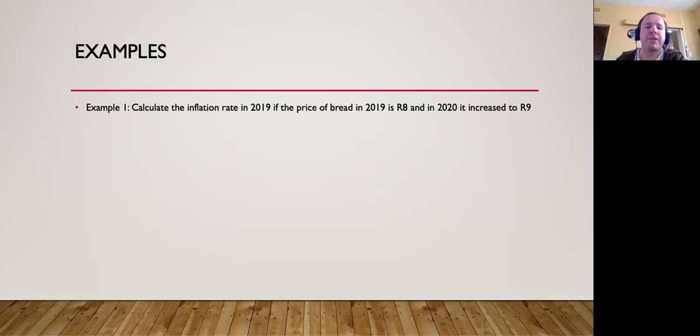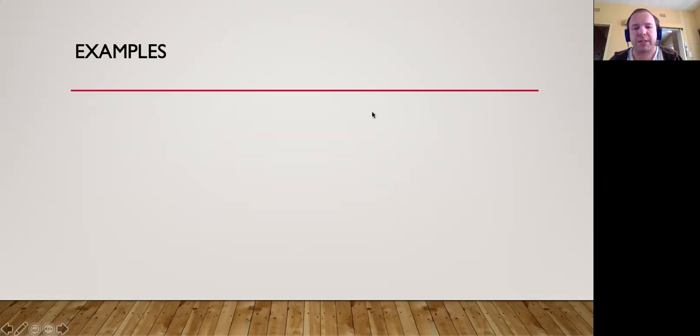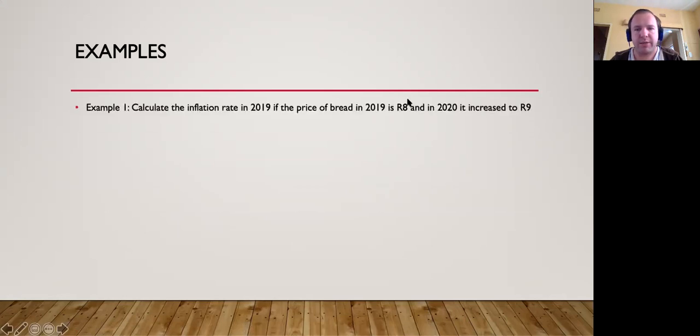Right, the first example. Calculate the inflation rate in 2019 if the price of bread in 2019 is 8 Rand and in 2020 it increased to 9 Rand. Now, over here, that would be classified as the old price, and that would be classified as the new price. Remember, when we talk about old price and new price, we're basically saying what is the price in the original year, in this case 2019, and what is the price in the following year, which in this case is 2020.